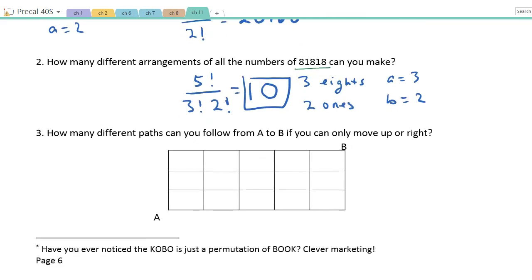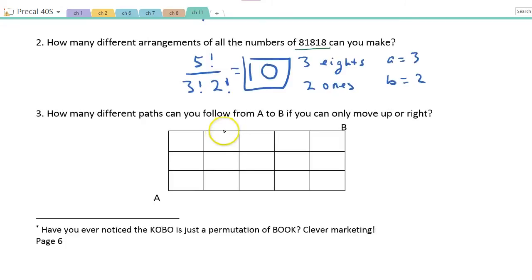Okay. Here's a neat one. How many paths can you follow from A to B if you can only move up or right? So it's like if you're going from school to home and you've got these number of blocks to do, how many different ways can you do it? Well, if you have to move only up or right, let's think about this. I'm starting here. At some point in time, I have to go up 3 times, right? So one way to do it is up, up, up. I have to go right 1, 2, 3, 4, 5 times.